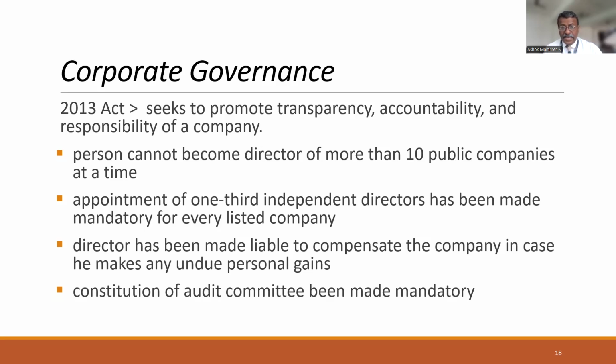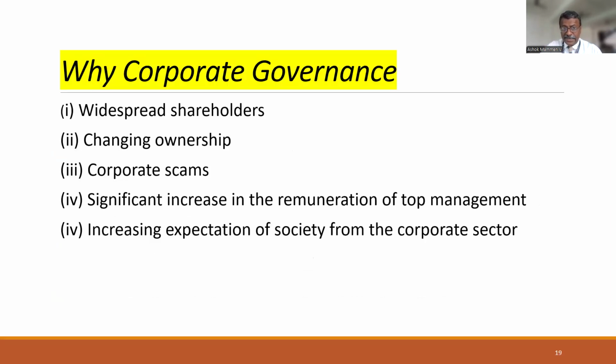That shouldn't be. Appointment of one-third independent directors. Independent directors, which means people who don't have anything to do with that company, have to be on the board. How many? One-third. Directors have been made liable to compensate if they make undue personal gains. And there is the constitution of an audit committee. So these are some of the important highlights of the 2013 Act.